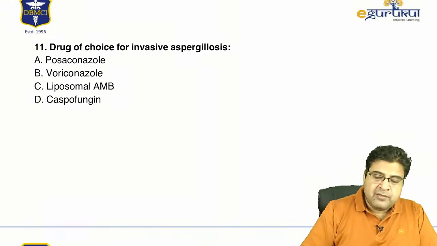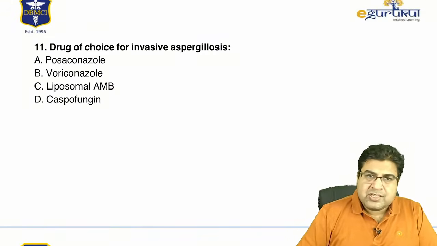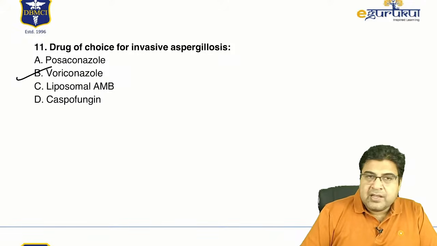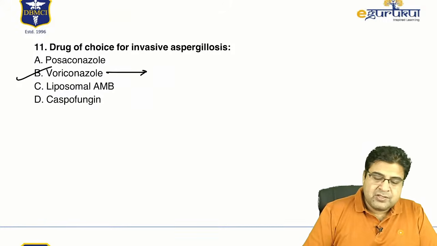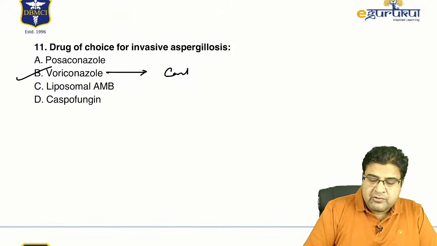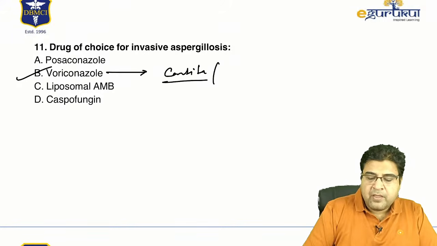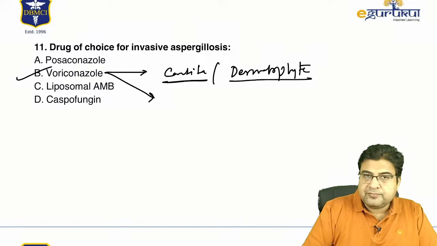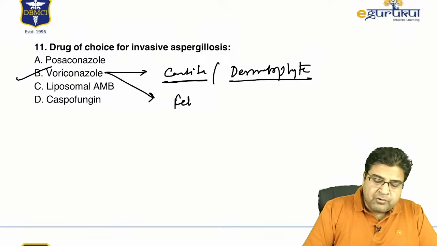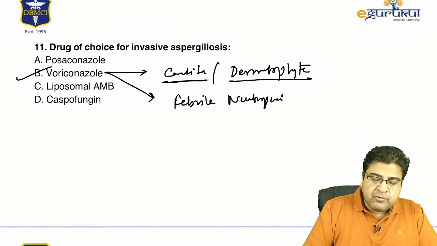Now question number 11. They are asking what is the drug of choice for invasive aspergillosis? Answer is voriconazole. So voriconazole is the drug of choice for invasive aspergillosis. Apart from that, voriconazole is also given for the treatment of candida infection. Voriconazole can be given for the treatment of dermatophyte infection, right? And this medicine can be given to patients with febrile neutropenia.